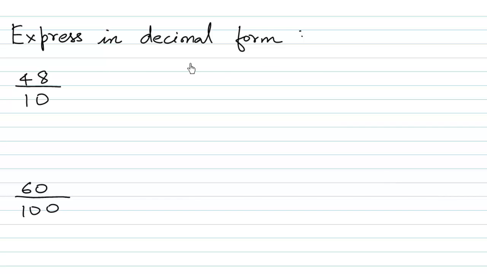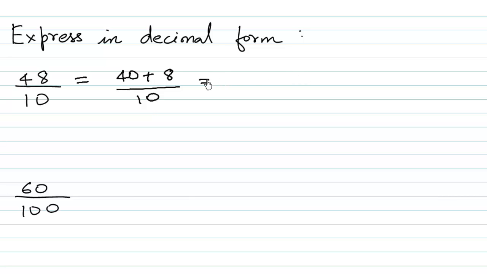Now we're going to see how to express fractions as decimal fractions, as decimal numbers. So let's start with the first example: 48 upon 10. How do you express this as a decimal number? The first idea is we can write this 48 upon 10 as 40 plus 8 the whole upon 10.